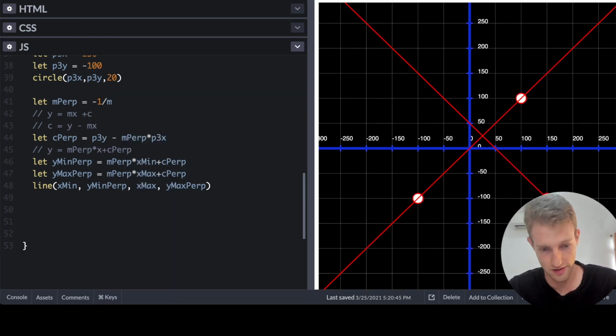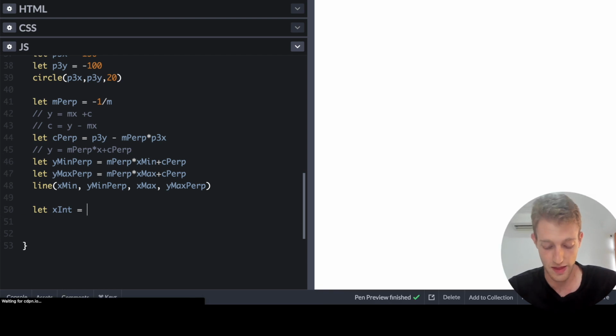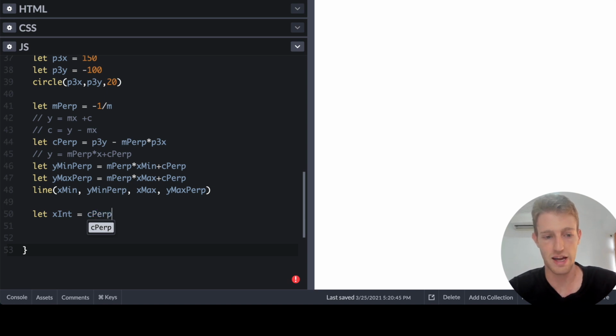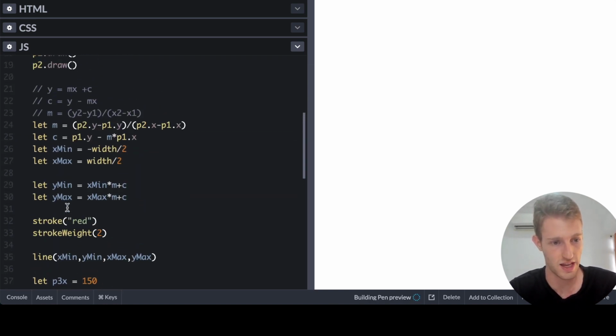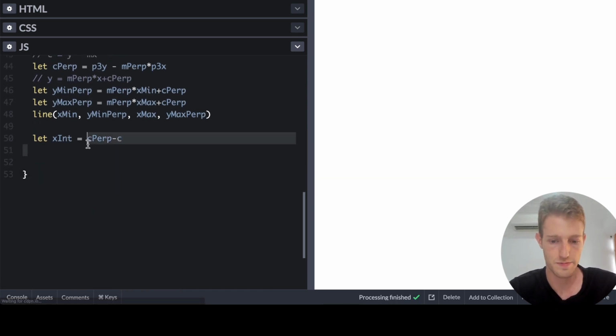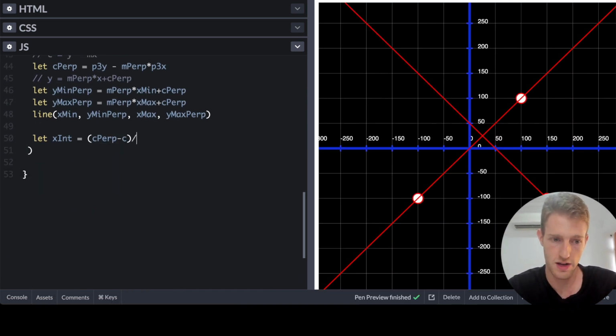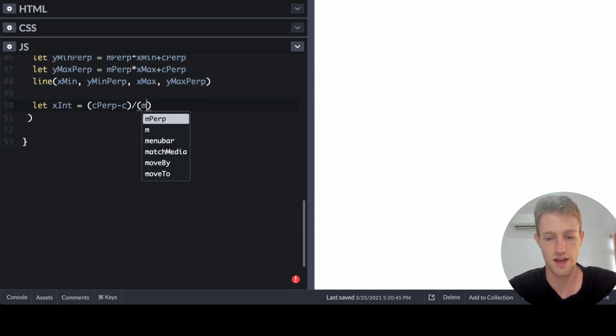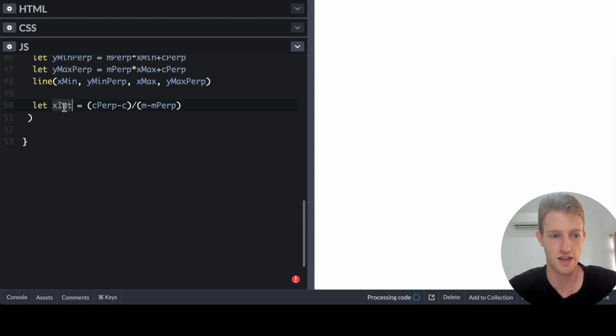What this looks like in code is the following. I'm going to call it x intersection, x int, for x intersection. And then I'm going to follow the formula we just created, which is c2 minus c1 over m1 minus m2. So we're going to say c perp minus the other c, which is just c, I believe. Yeah, it's just c. And we're going to put that over m1 minus m2. So the m that belongs to this c, which is just m. So then we're going to say m minus m perp. So that will give us our x intersect.